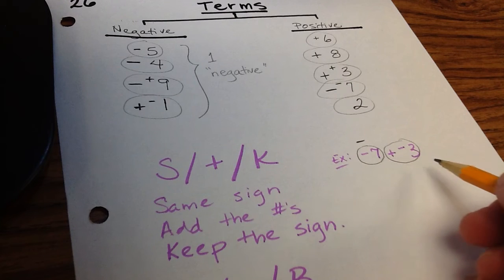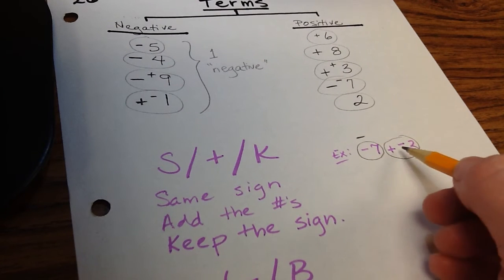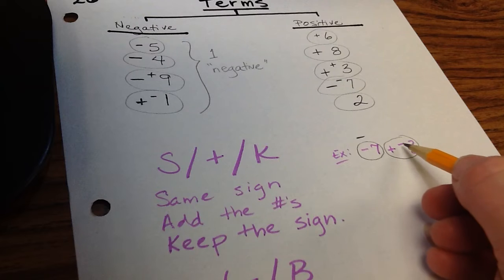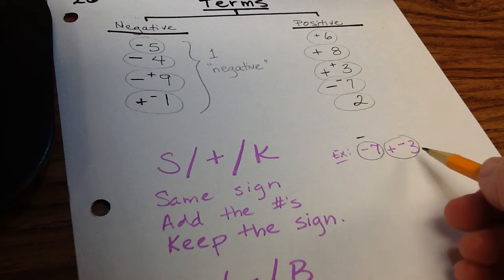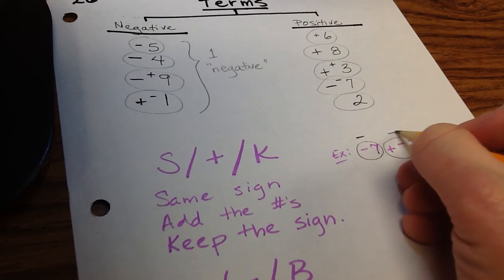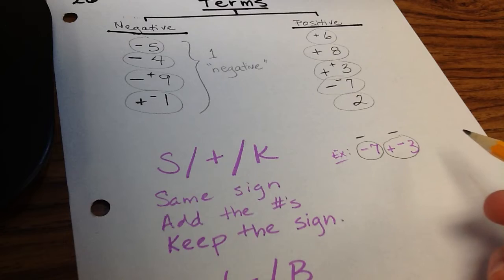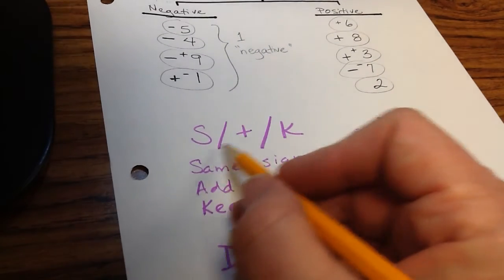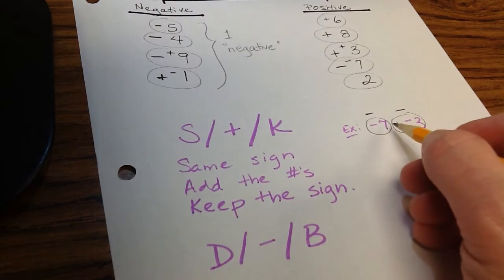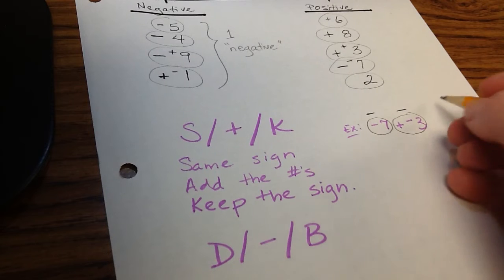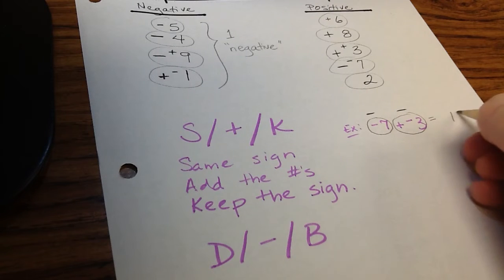Now inside this bubble, how many negative signs do you see? 1. So is this positive or negative? Negative also. So every time you see one negative sign inside the bubble, it's a negative term. So we're going to follow the steps. We're going to add these two numbers together. Everybody, what's 7 plus 3? 10. Good. The answer is 10.